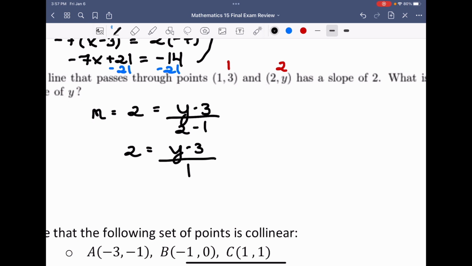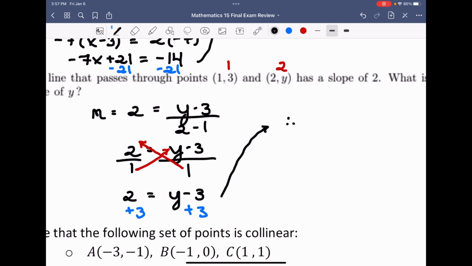Just like we did before, what we could do is treat this like 2 over 1 and cross multiply. 1 times 2, 1 times y minus 3. This is going to be 2 times 1, which is 2, equal to 1 times y minus 3. Well, that's just the same thing. And then the very last thing we have to do here is add that 3 to both sides, because we want to completely isolate y. So y is equal to, if I add 3 to both sides, a value of 5, and that would be the missing value in that point.